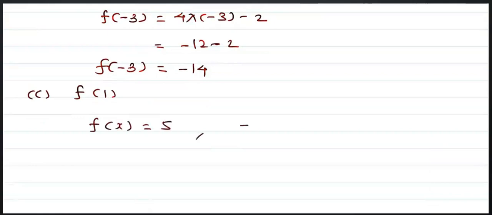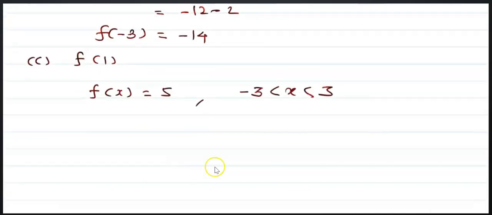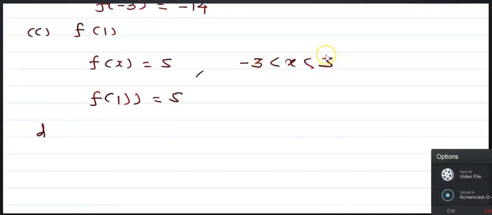Next is f of 1. Now, to find out the value of f of 1, we take the middle function, that is f of x is equal to 5. Because in this case, the range is x lying between minus 3 to plus 3. In between minus 3 and plus 3, we get minus 2, minus 1, 0, 1, 2. And hence f of 1 is equal to 5.